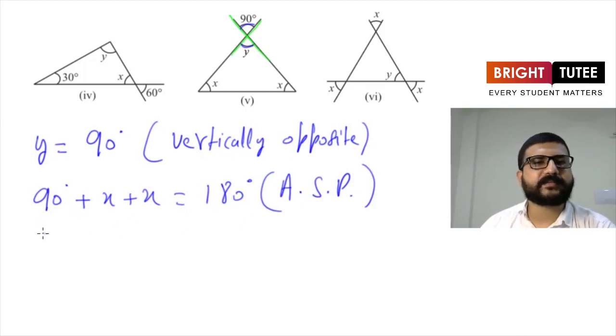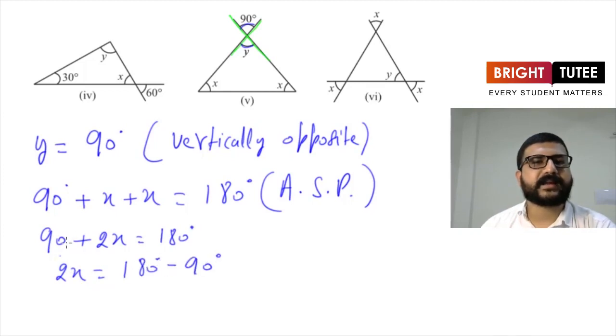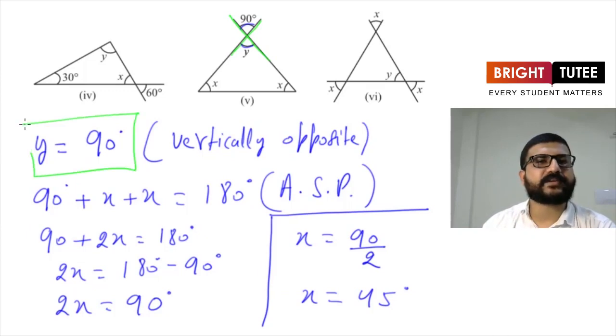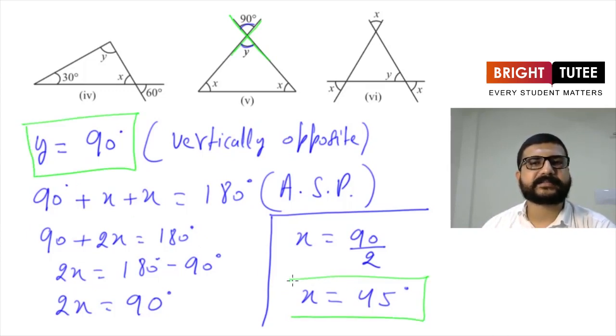Now, let's simplify this equation. We will get 90 plus 2x is equal to 180, and from here we will get 2x is equal to 180 minus 90. We transposed this 90 here on the right side. Now, by simplifying, we will get 2x is equal to 90 degrees. Now, again by transposing 2, we will get x is equal to 90 divided by 2. Now, by simplifying, we will get x is equal to 45 degrees. So, we got the value of y as 90 degrees and value of x as 45 degrees.